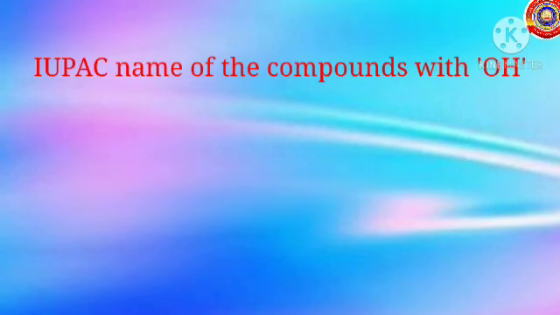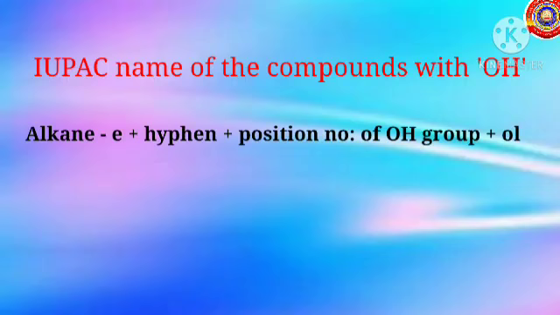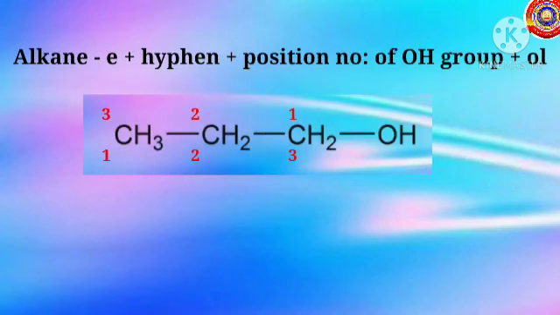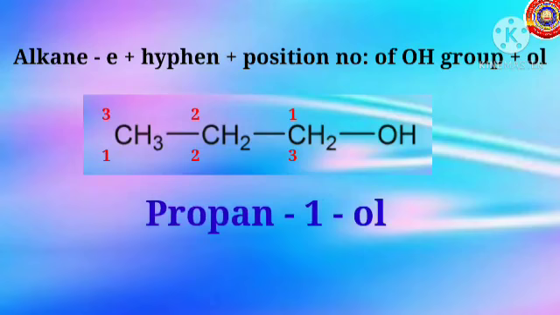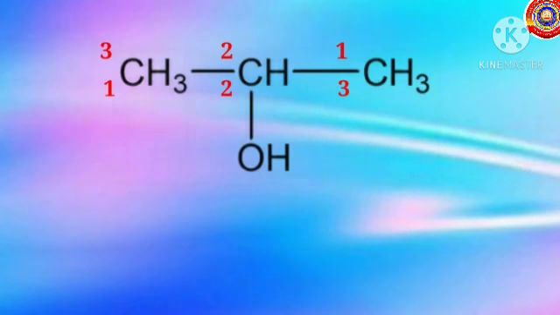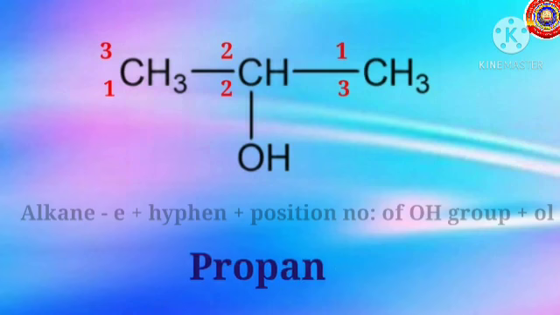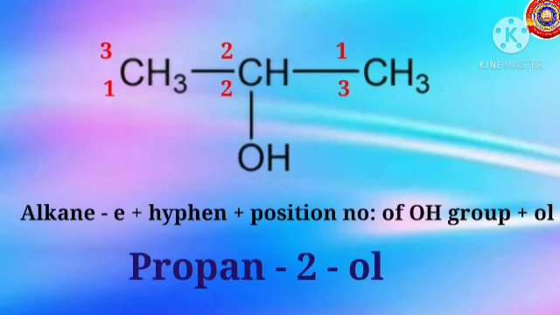The IUPAC name of the compounds with OH follows the pattern: alkane minus E plus hyphen plus position number of the OH group plus the suffix OL. If so, can you say the IUPAC name of the structure A? Yes, it is propan-1-ol. Understood? And what about the structure B? The IUPAC name of the compound is propan-2-ol. Here, the OH functional group is present on the second carbon atom. Hence, the IUPAC name is propan-2-ol. Is that clear?